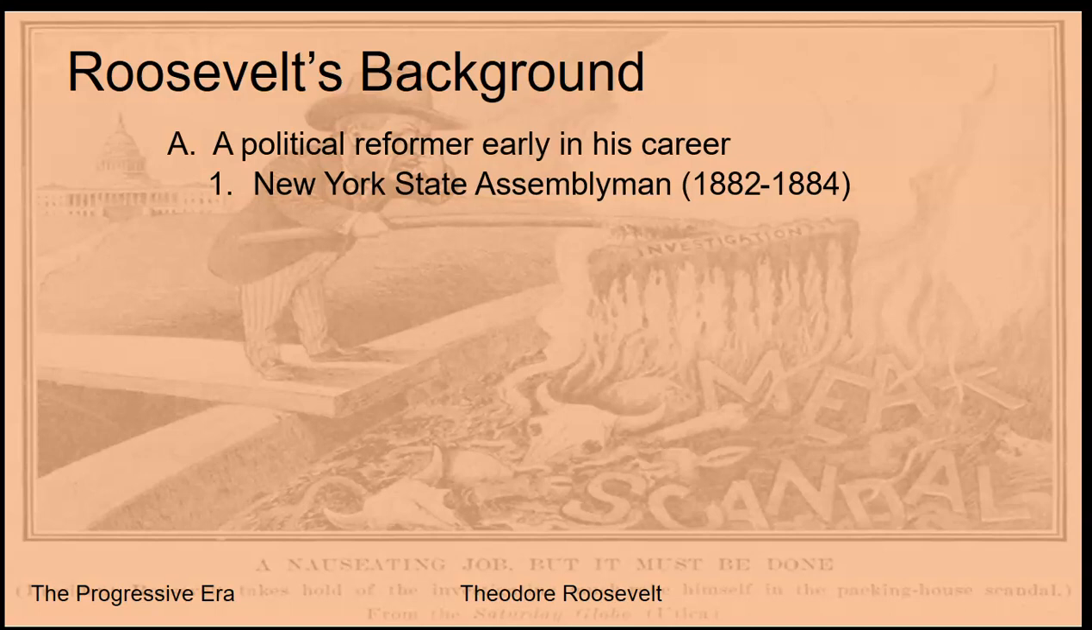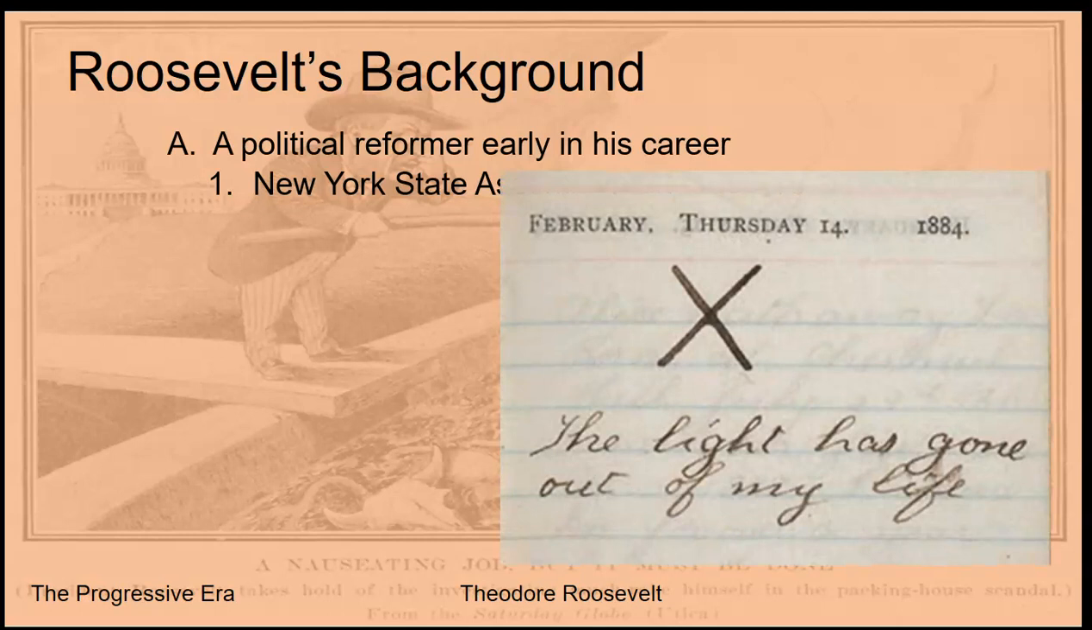Now, in 1884, he's actually going to leave the legislature. He's going to take some time off. He has a personal tragedy in his life. Both his mother and his wife die on the exact same day. His wife died from complications due to childbirth with their only daughter, Alice. And so he takes some time off. You can see the grief that he has here in his diary entry for that day, that the 2 most important women in his life died. Thursday, February 14th, 1884.